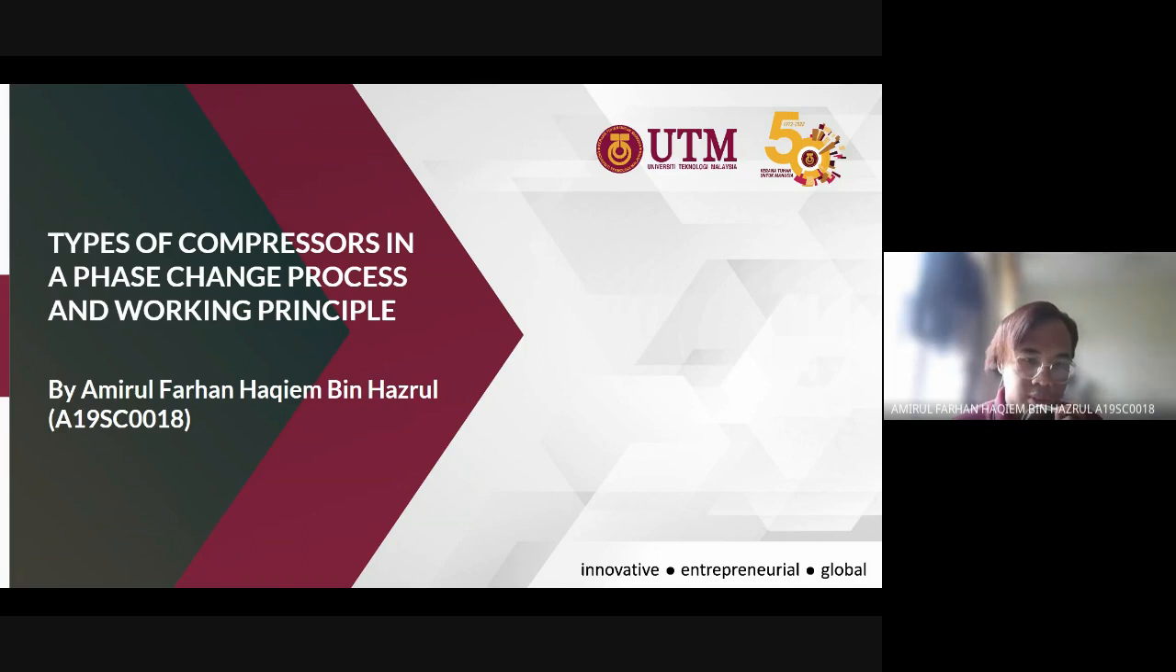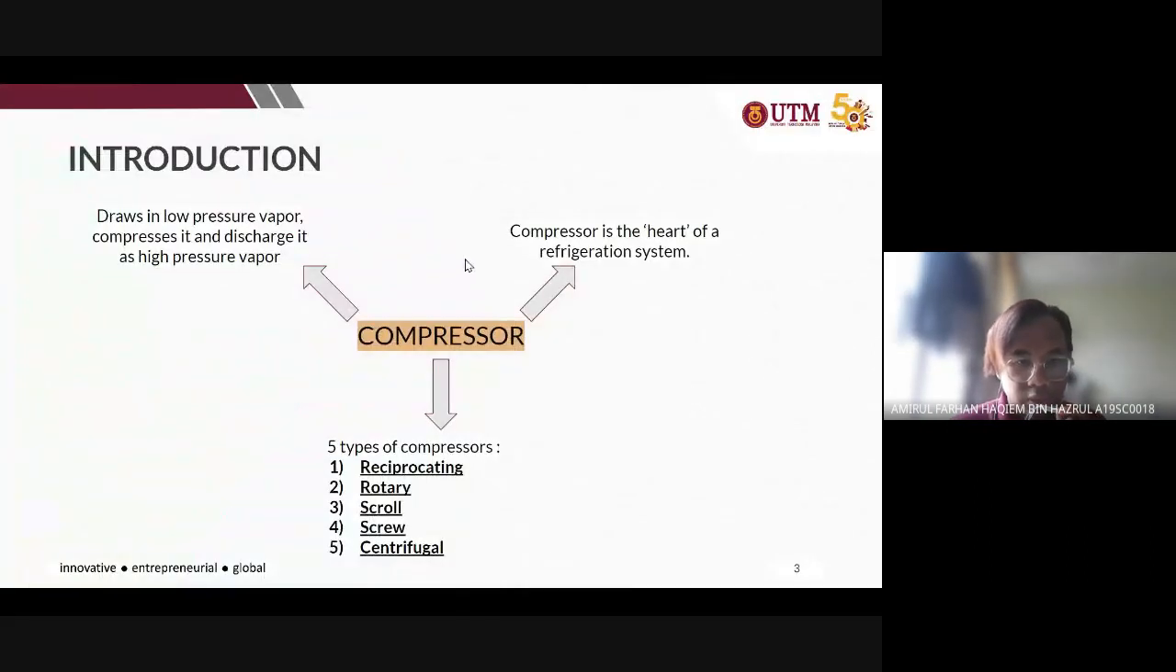its working principle. So, to start off, the function of compressor is that it draws in the low pressure vapor, compresses it, and discharges it as a high pressure vapor before the high pressure vapor flows into the evaporator. That is the normal cycle in a refrigeration cycle. That is the normal steps in a refrigeration cycle. And then compressor is the heart of a refrigeration system, where it is one of the four main components.